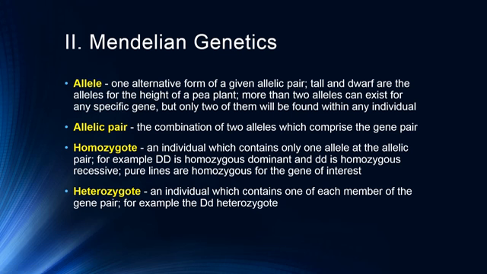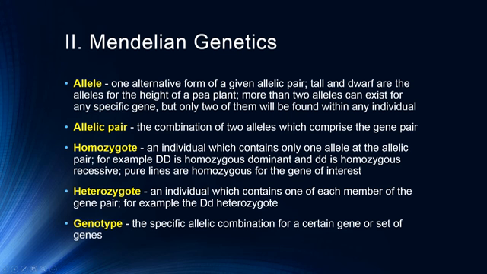Heterozygotes are individuals which contain one of each member of the gene pair. So for example, this would be a dominant and a recessive heterozygote gene pair. So someone with brown eyes, for example, might have the dominant brown eye gene and a recessive blue eye gene, who marries someone with brown eyes, who also has a dominant brown eye and recessive blue eye gene, and then gives birth to a blue-eyed child. I wonder where that happened. Well, it's because they both carry the recessive gene for blue eyes.